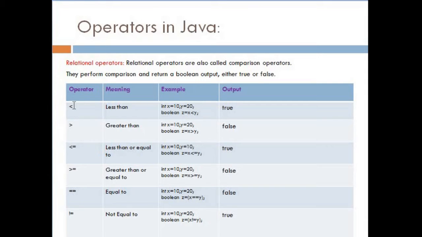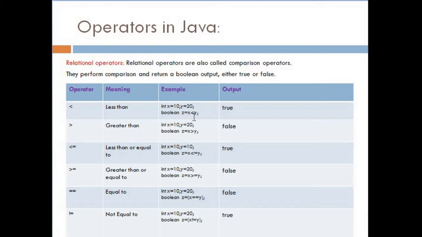Now see the first relational operator. This is less than. Now let's see how this works. Now consider these two Java statements. The first statement assigns the value 10 to the variable x, then it assigns the value 20 to the variable y. Then in the next statement, it declares a Boolean variable z, which is equal to x less than y. Now let's find out whether x is less than y or not.